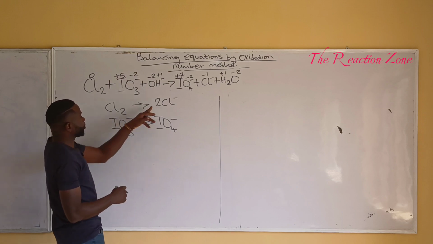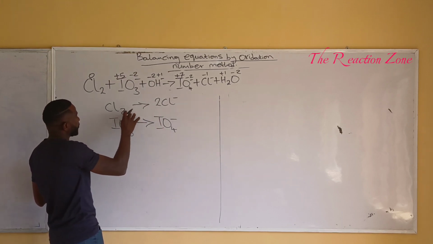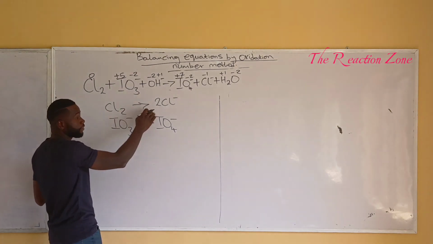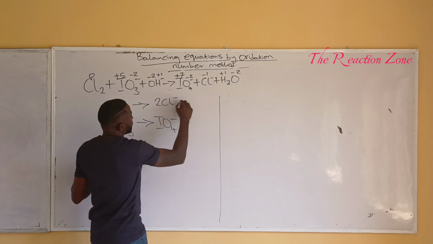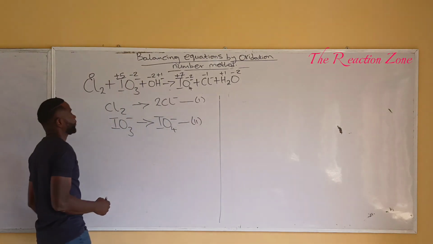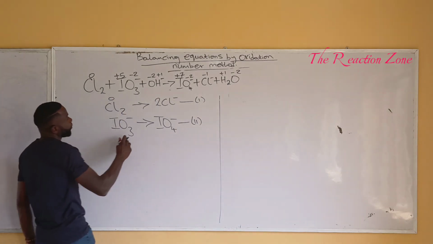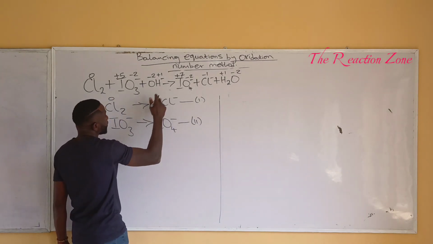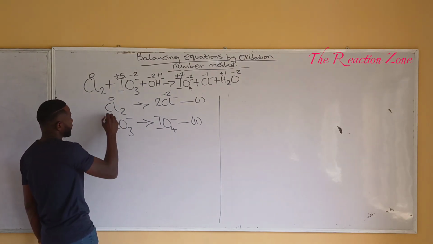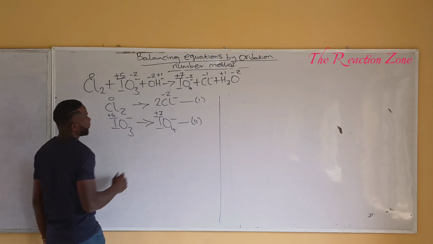We are putting this 2 here so that the number of atoms of chlorine on both sides of this equation will be the same. So this is equation 1 and this is equation 2. The oxidation number of chlorine here will be 0. Oxidation number of chlorine here will be minus 1 times 2, which is minus 2. The oxidation number of iodine here is plus 5. Oxidation number of iodine here is plus 7.